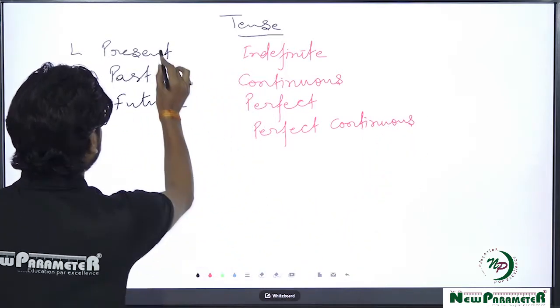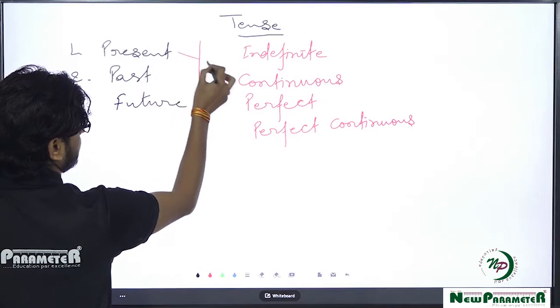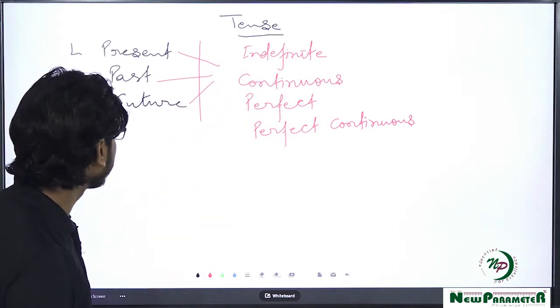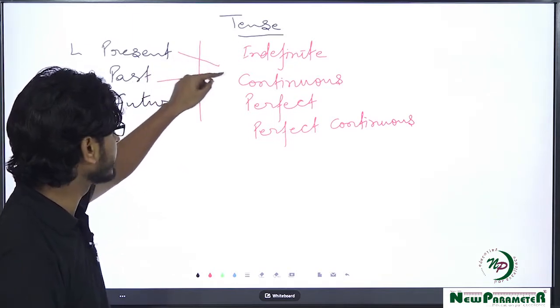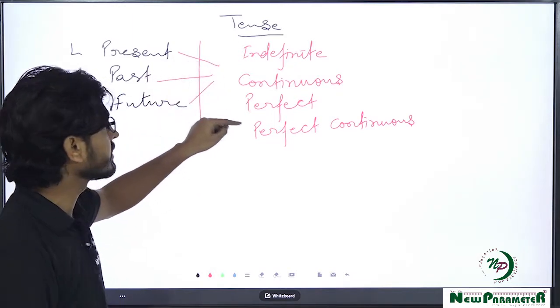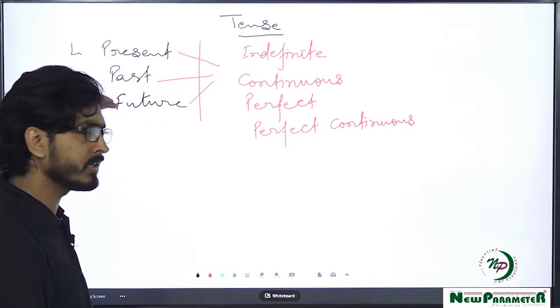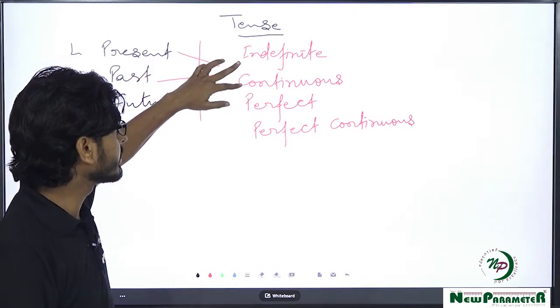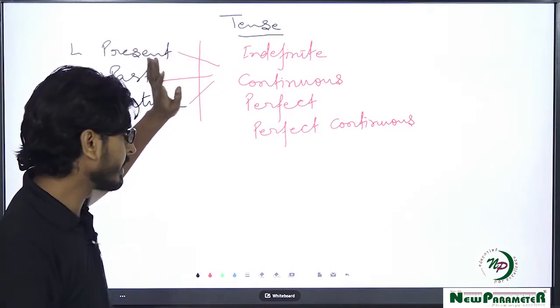So each tense has these four types. Means what? We have to study present indefinite, present continuous, present perfect and present perfect continuous. Similarly past and future. So we'll start with present indefinite and present continuous tense simultaneously. We'll see.